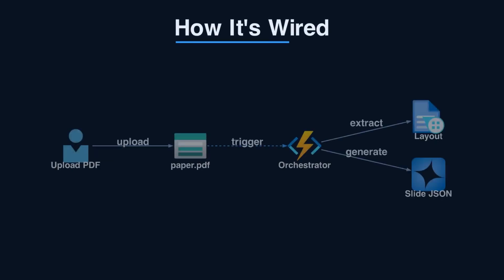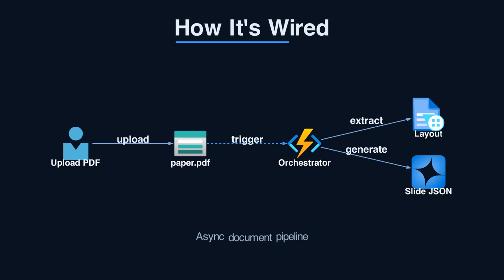Wire it as an async pipeline. A client uploads the PDF to Blob storage. A function triggers, calls Document Intelligence, then Azure OpenAI. The structured slide JSON gets rendered to a PPTX file. Store credentials in Key Vault, never in code. This scales cleanly and stays cheap per document.